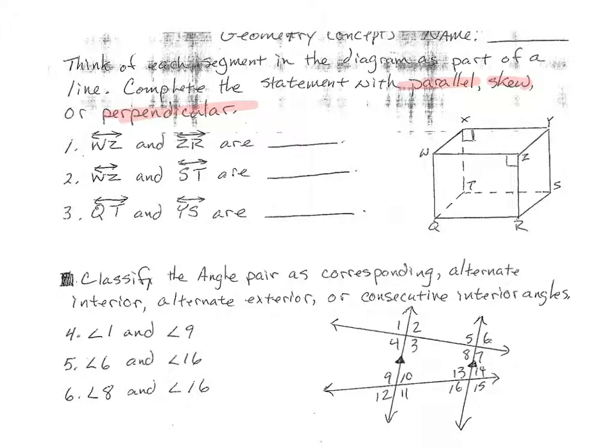So the first one, we have WZ, which is this front piece here, and ST, which is this back bottom corner here. Would those be parallel, perpendicular, or skew?